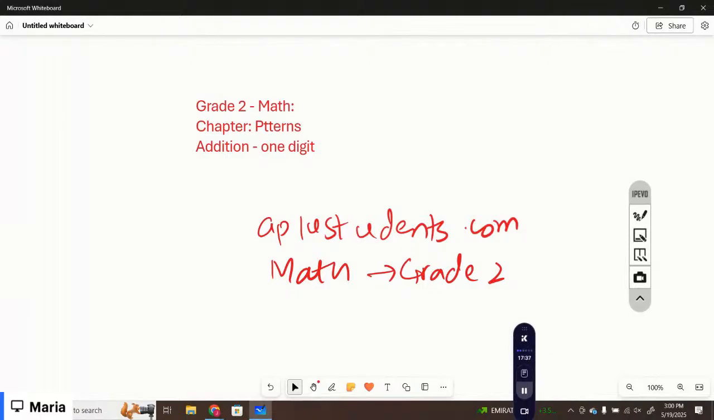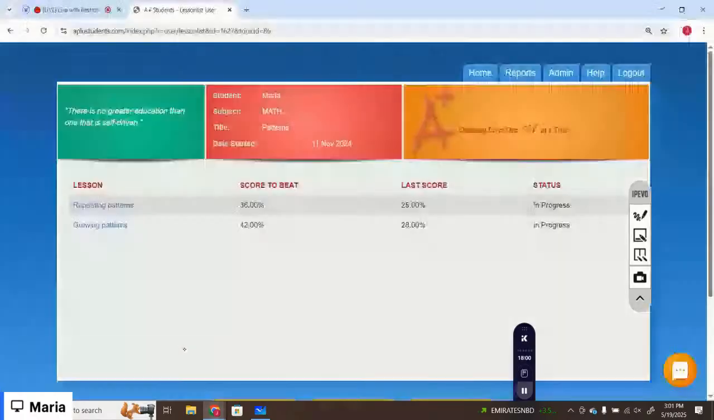We're going to start with the chapter patterns and one digit addition. So please make sure you have your notebook and pencil so that you can note down the examples and definitions. On day two, the chapter we are on right now is patterns. Let's start with the lesson that is repeating patterns.